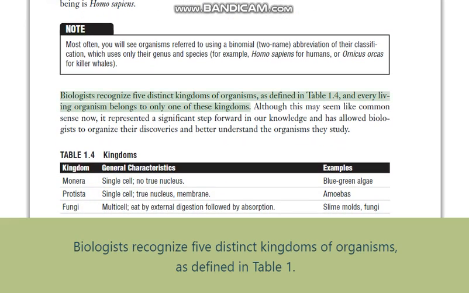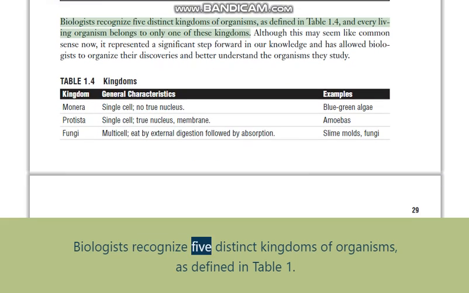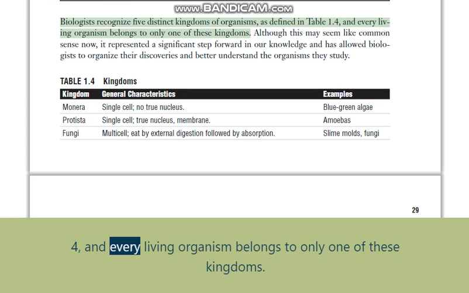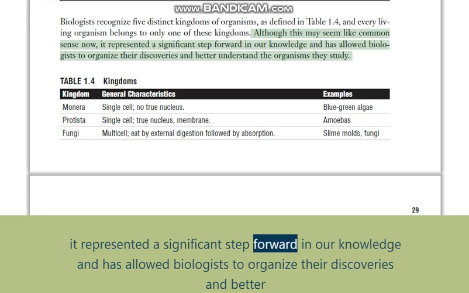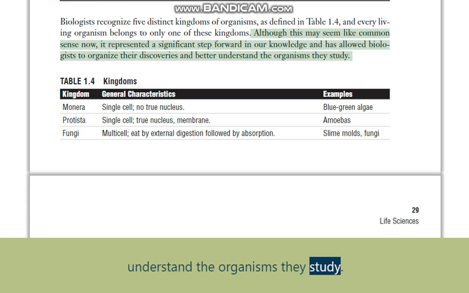Note: biologists recognize 5 distinct kingdoms of organisms, as defined in Table 1.4, and every living organism belongs to only one of these kingdoms. Although this may seem like common sense now, it represented a significant step forward in our knowledge, and has allowed biologists to organize their discoveries and better understand the organisms they study.